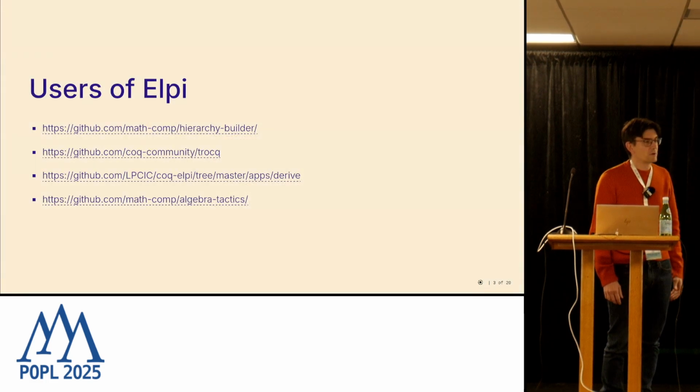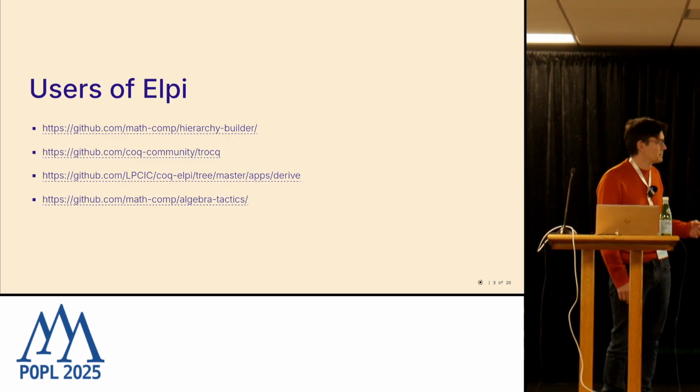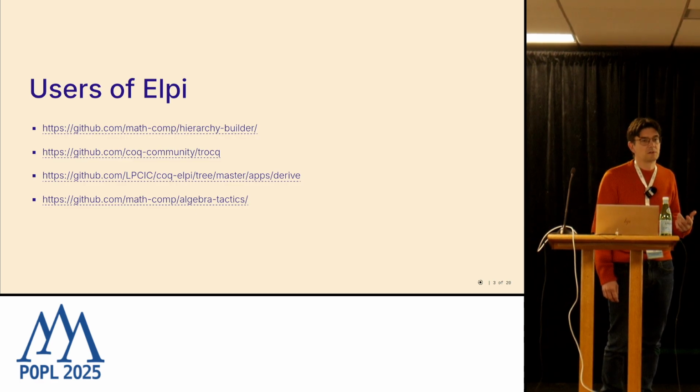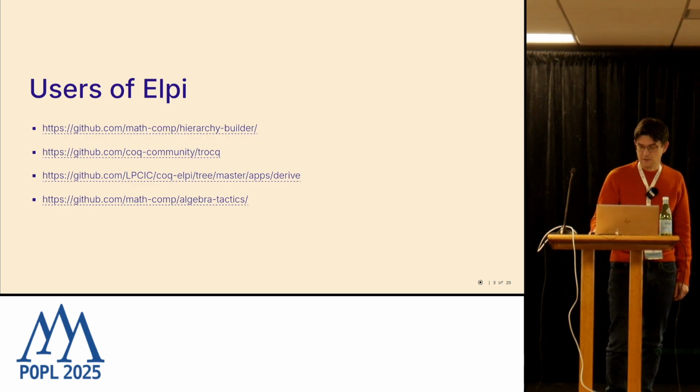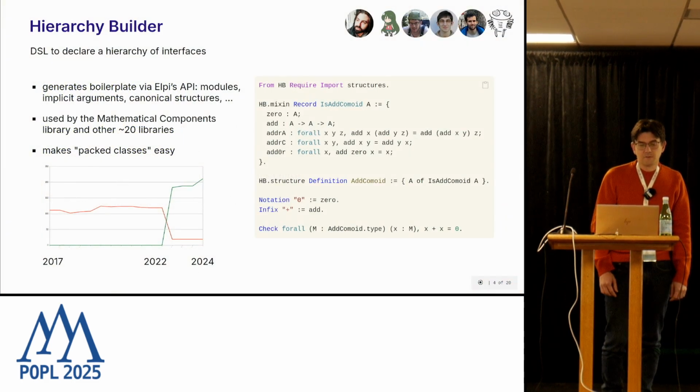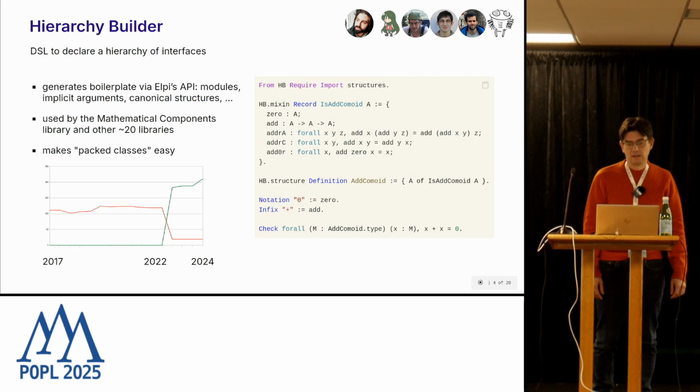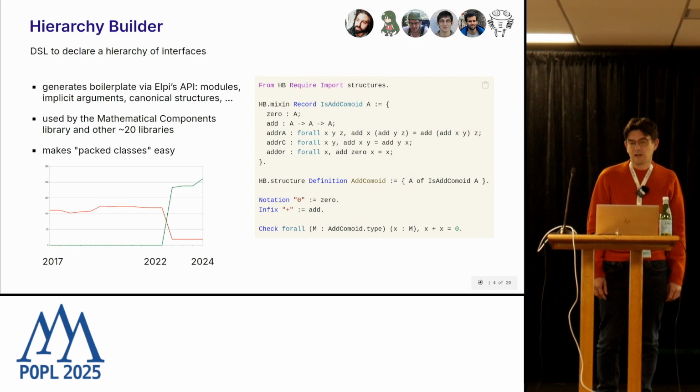I selected 4 projects that use LP, and I will advertise them, but also pinpoint which are the key features of LP that these projects rely on. The first one is Hierarchy Builder. It's a domain-specific language to describe a hierarchy of interfaces and organize a library around it.